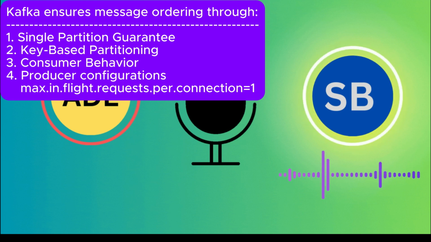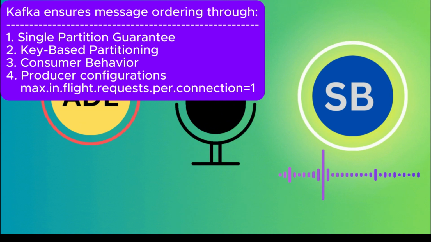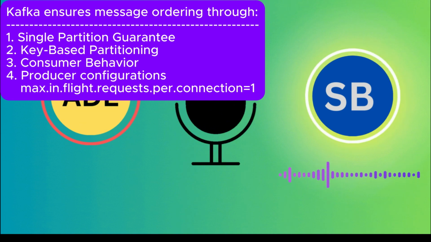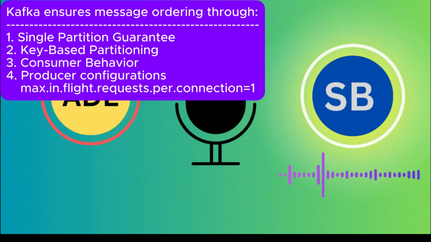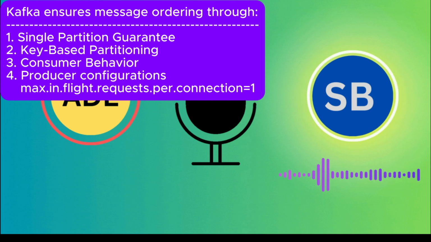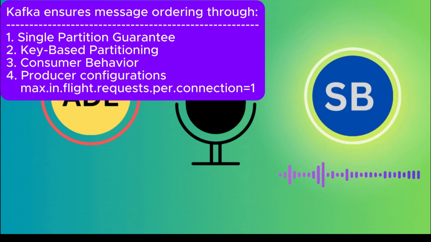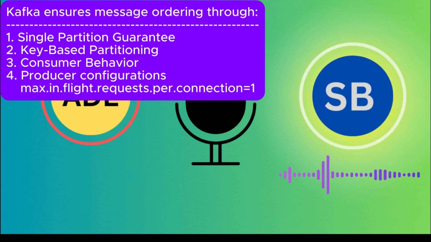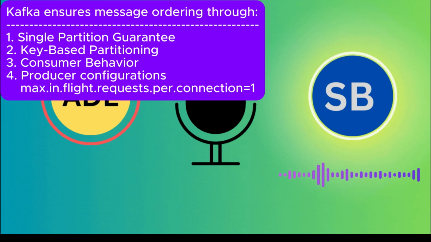And the next thing is the consumer behavior. When the consumer reads the data from the partitions, each consumer from the consumer group can connect to only one partition at any given time, and read the data from it. If you allowed multiple consumers to read from the same partition, it might mess up the ordering. To avoid this, it allows only one consumer from the consumer group to read the data from it. That's how it ensures the ordering of the messages.